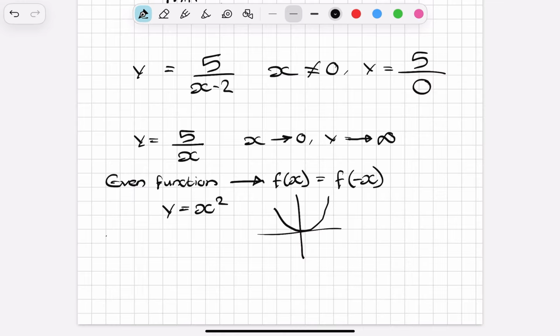And let's say we had the function f of x which equals x squared. If we had f of minus x, we'd have x squared, not cubed, x squared.